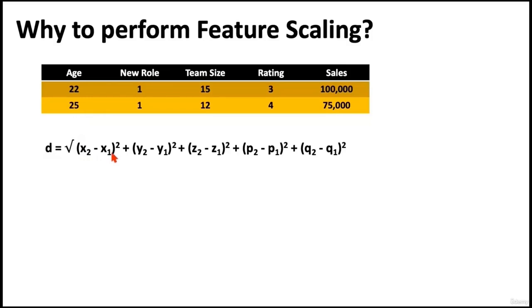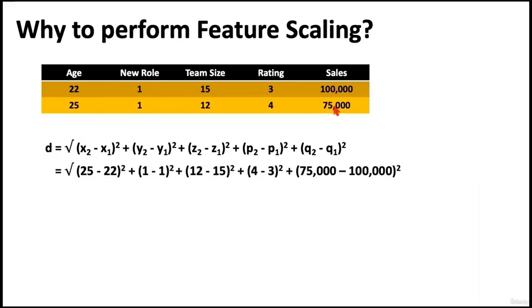Let's put these values here. Let's say this is x1 and this is x2. This is y1 and y2 and so on and so forth. This is q1 and this is q2. Let's just plug all these values here. This is what we get. And if we just solve this to the next step, we'll have to just take the differences and square them. So the next step is this.